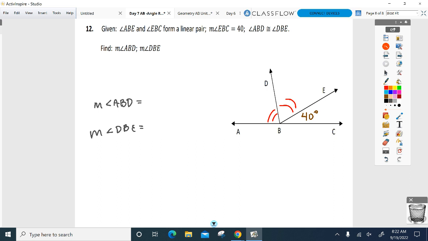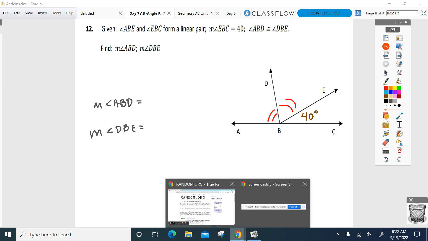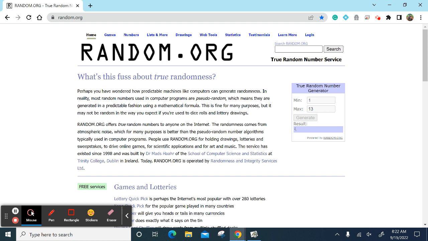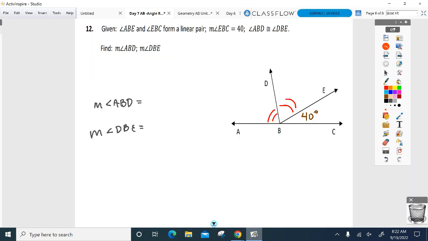Let me know what you got and then talk me through it. I don't need a fancy equation. Just talk me through how you got it. Let me know what you got first for the 2 angles and then talk me through it. I got 70 degrees. Great job. Both of them.